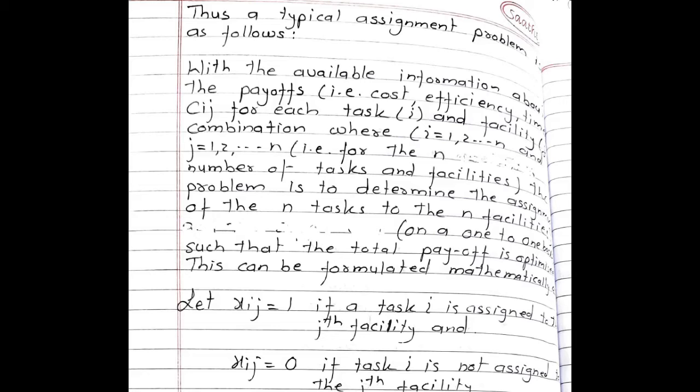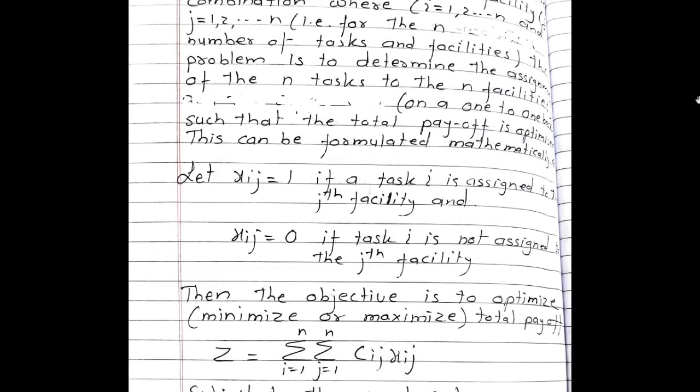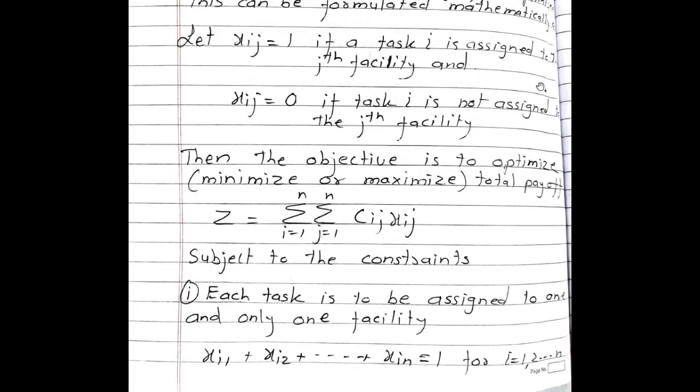total payoff is optimized. This can be formulated mathematically as, let xij is equal to 1 if task i is assigned to the jth facility and xij is equal to 0 if task i is not assigned to the jth facility. Then the objective function is to optimize, either to minimize or maximize, total payoff Z is equal to double summation Cij xij. Summation is over i is equal to 1 to n and j is equal to 1 to n.